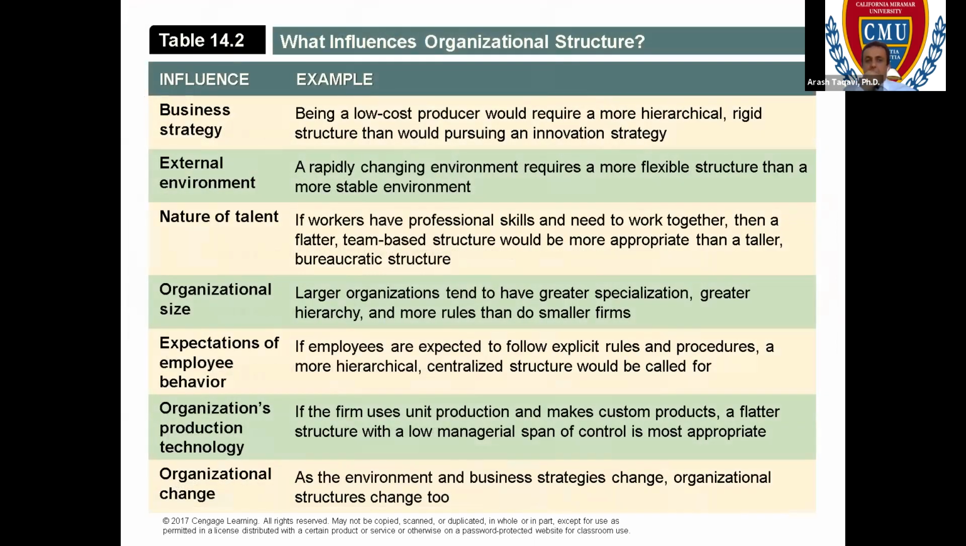The next question is, what influences organizational structure? What are the elements that can influence the shaping of organizational structure? Seven elements are very important in shaping an organizational structure. 1, business strategy. 2, external environment. 3, nature of talent. 4, organizational size. 5, expectations of employee behavior. 6, the organization's production technology. And 7, organizational change. These are the seven factors that can influence the organizational structure.